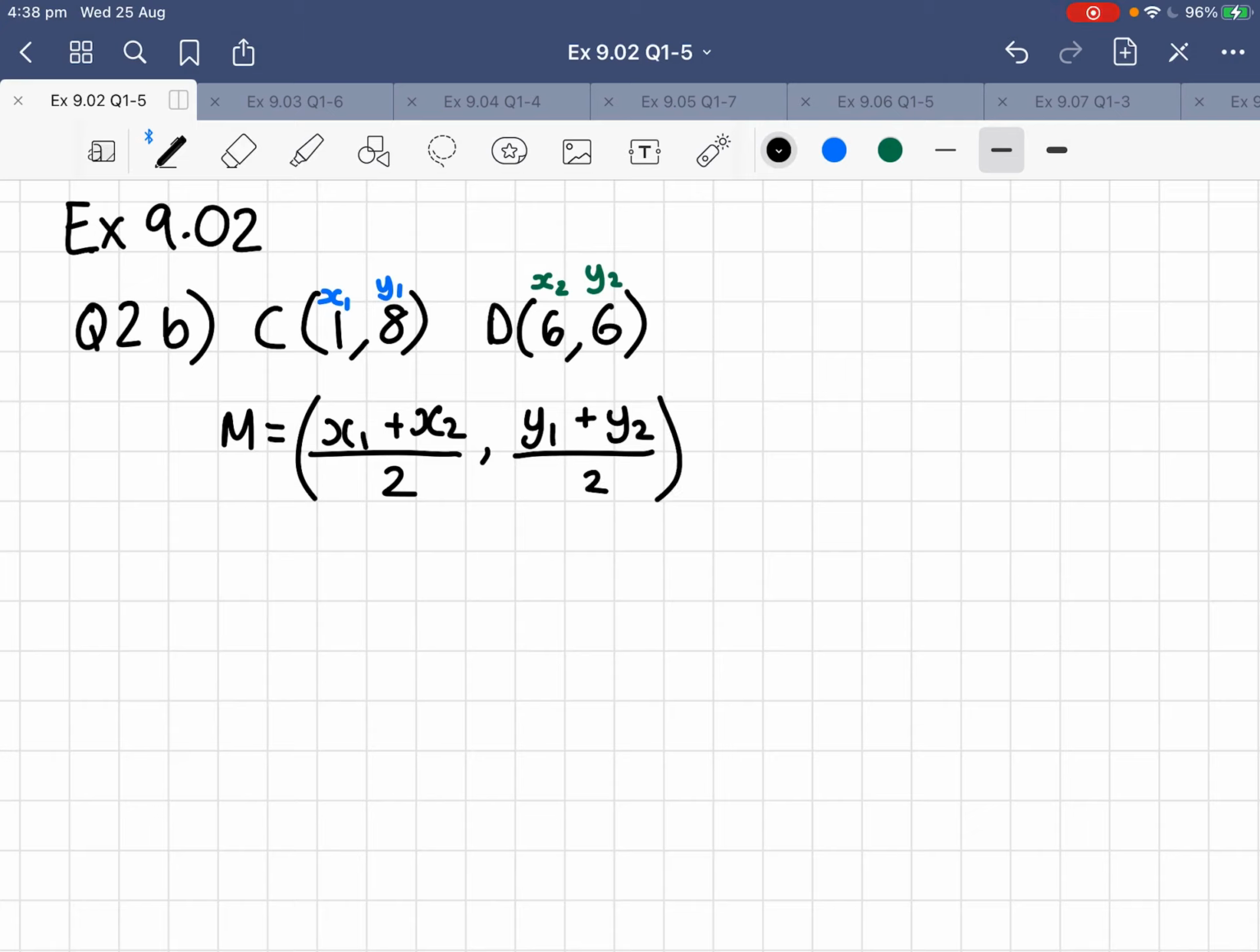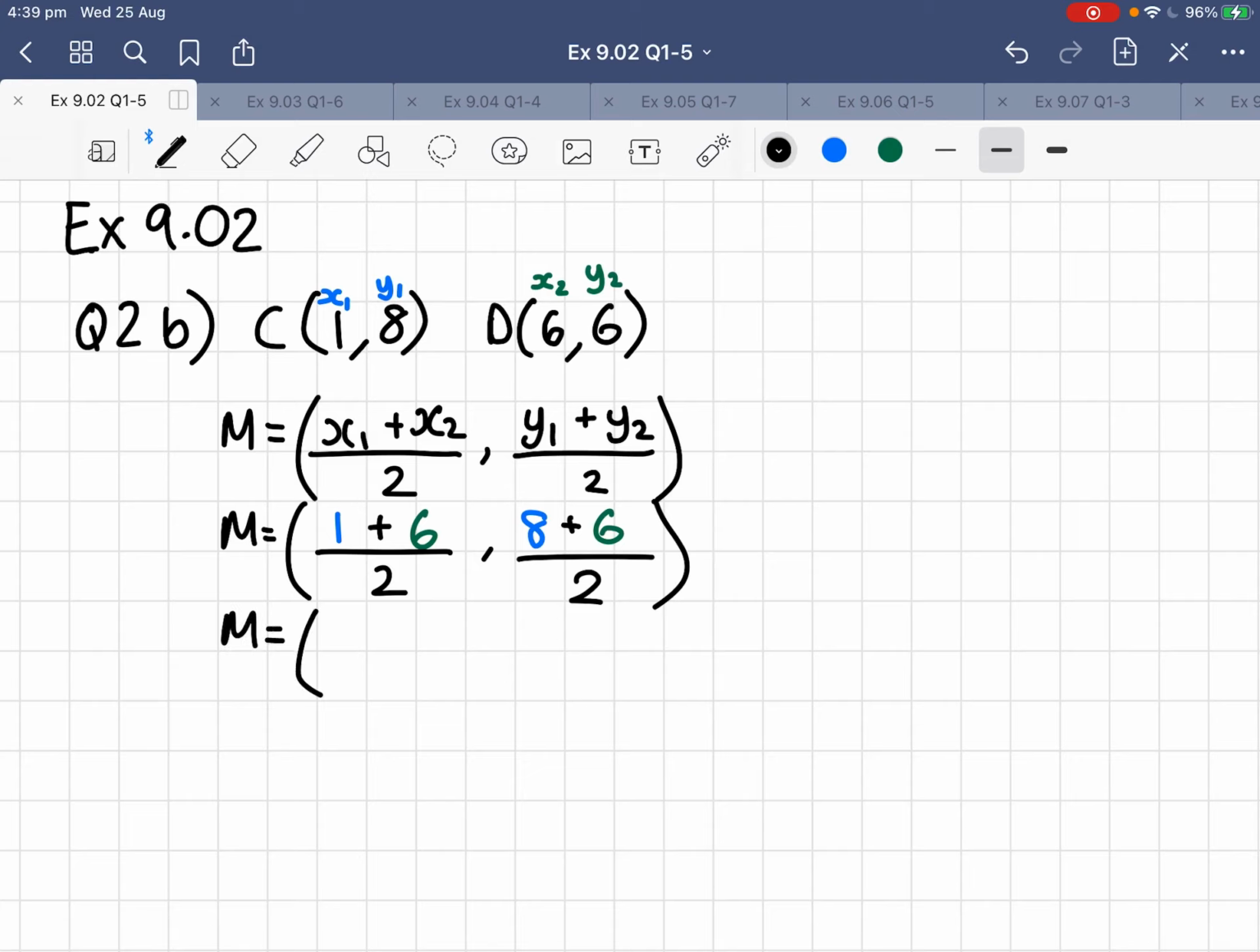Now we want to remember our midpoint formula, which is x1 plus x2 all over 2, comma, y1 plus y2 all over 2. We then want to substitute these numbers in, so our midpoint will equal our x1 coordinate of 1 plus our x2 coordinate, which is 6, all over 2, comma, our y1 coordinate, which is 8, plus our y2 coordinate, which is 6, all over 2.